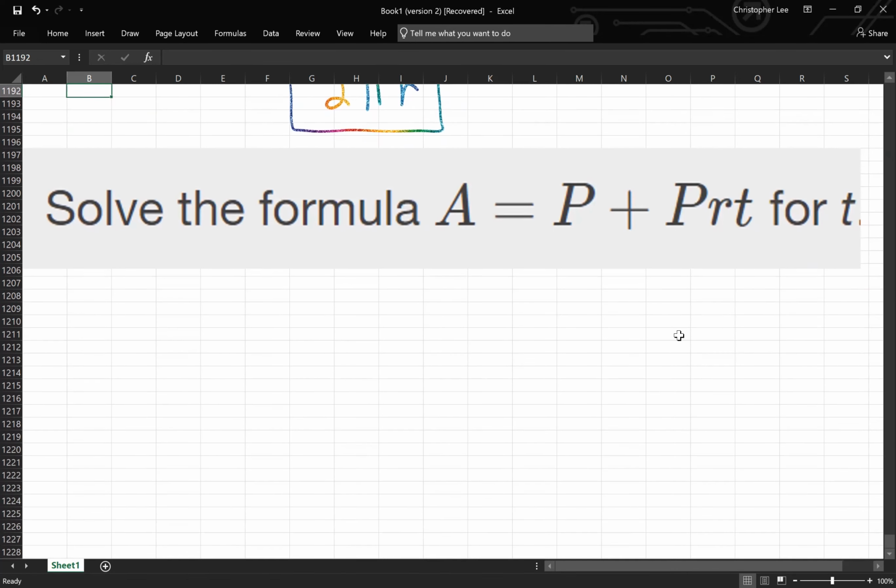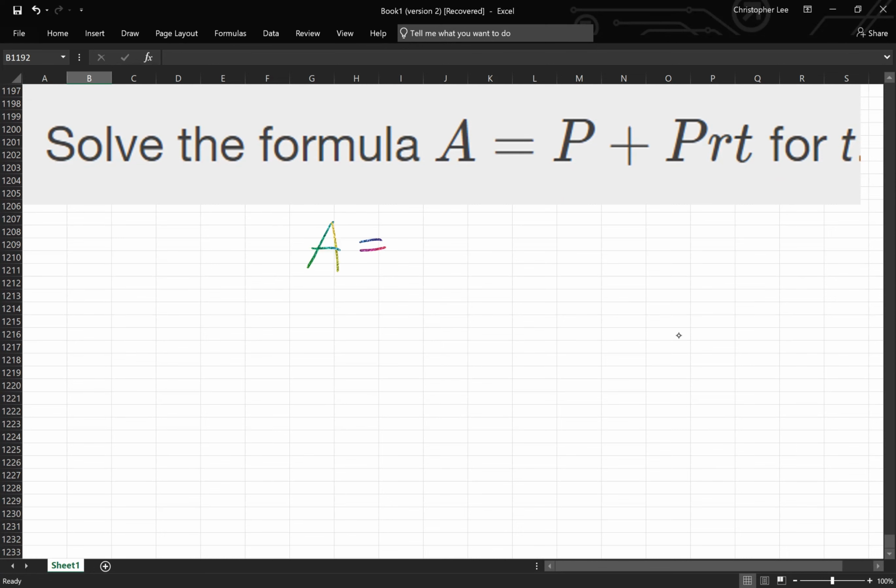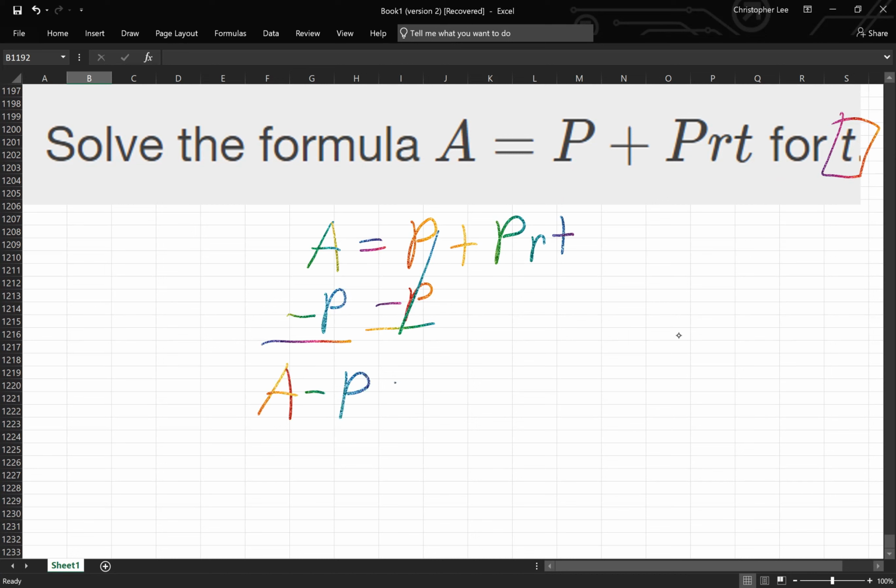All right, let's take a look at this, right? So I have A is equal to P plus PRT, right? And I want to solve for T. So I'm going to subtract P from over here. Now, what I do to one side, you know I have to do to the other. So now I have A minus P is equal to PRT, right? And then I want to solve for T.